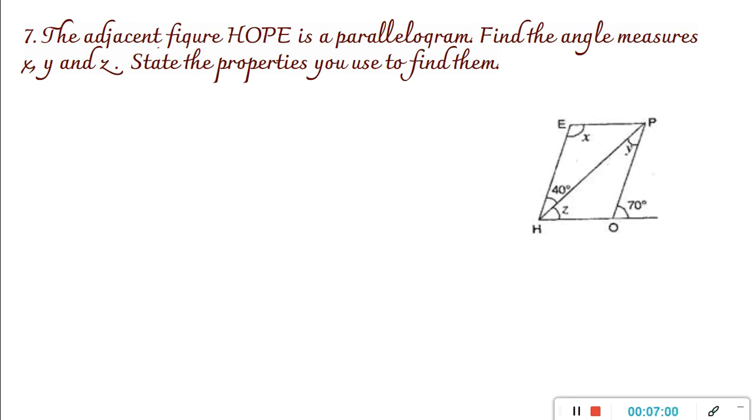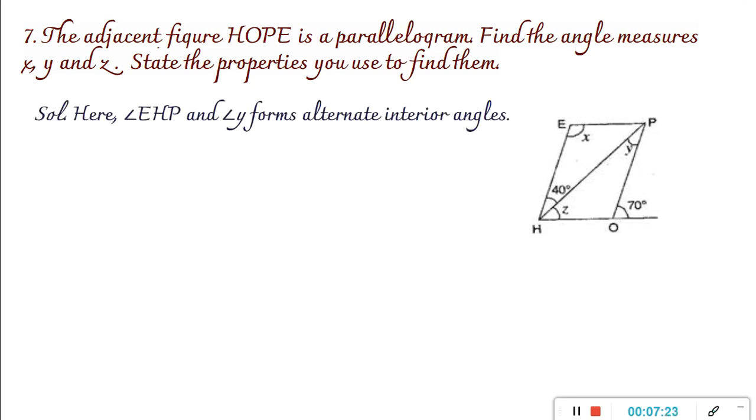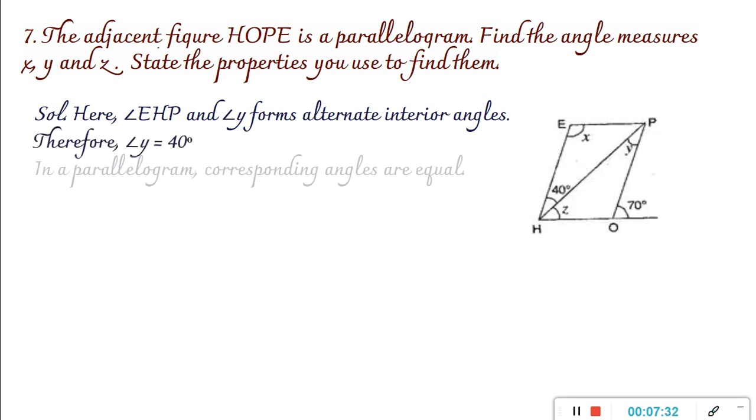So we will get 70 minus 40, that is the value of z. Now x and angle EHO are adjacent angles, means adjacent angles are supplementary. So like that also we can find. So now we got all the angles. Okay, let me see how to write. First, angle EHP and angle y form alternate interior angles. So what is angle y? That is equal to 40 degrees.